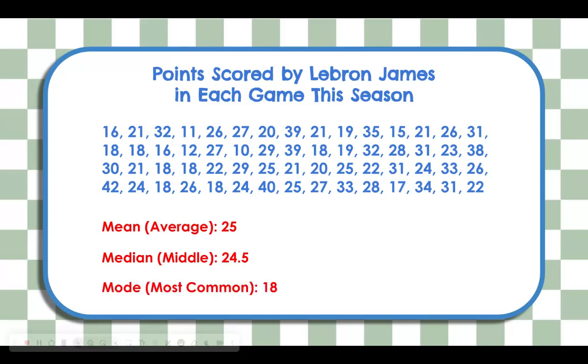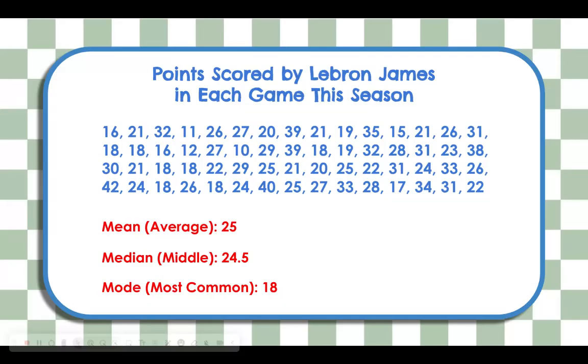And then another thing we can use is the mode. The mode is the number that shows up the most. So basically the most common number. So the mode of this data is 18. That means 18 shows up more than any other number. So if I'm looking at it, looks like there might be like 4, maybe 5 18s in there. So that's the most common number.